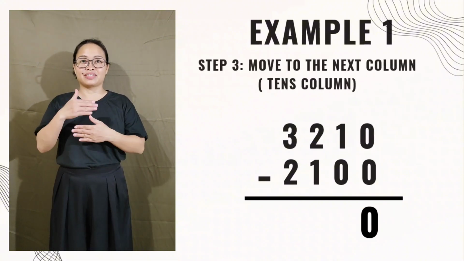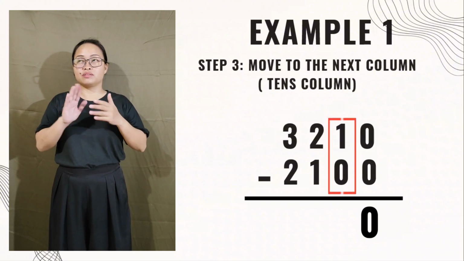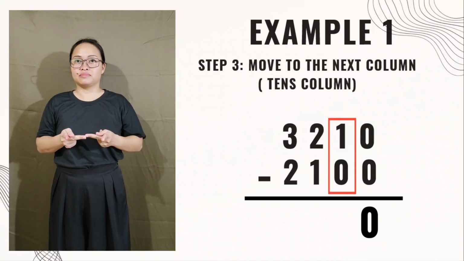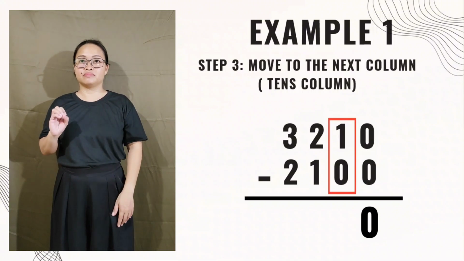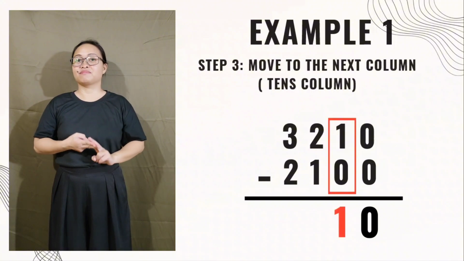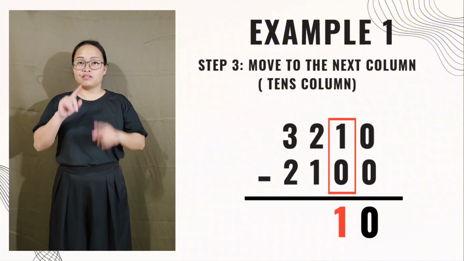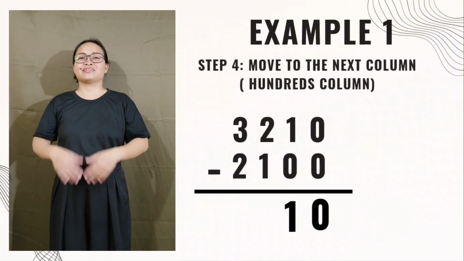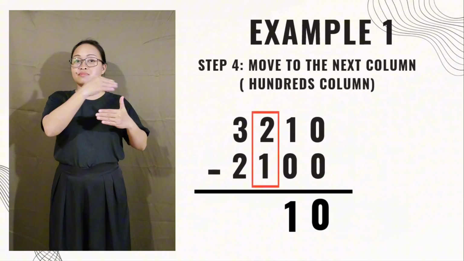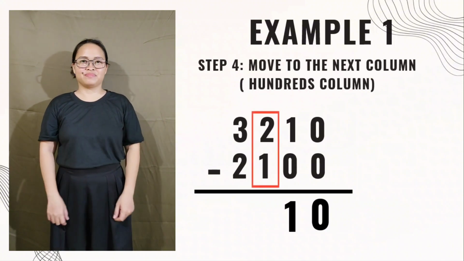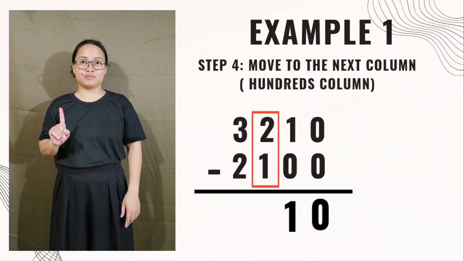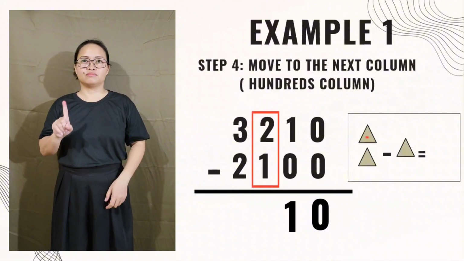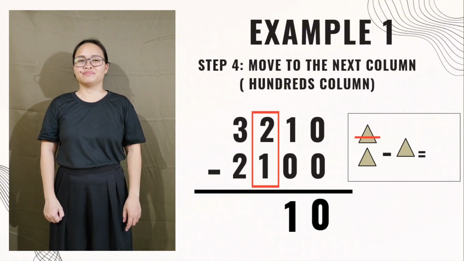Step 3: move to the next column, or in tens place. 1 minus 0, the answer would be 1, since any number from which 0 is subtracted, the answer is the number itself. Step 4: move to the next column, or in hundreds place. 2 minus 1, let's take away 1 from 2. The answer is 1.